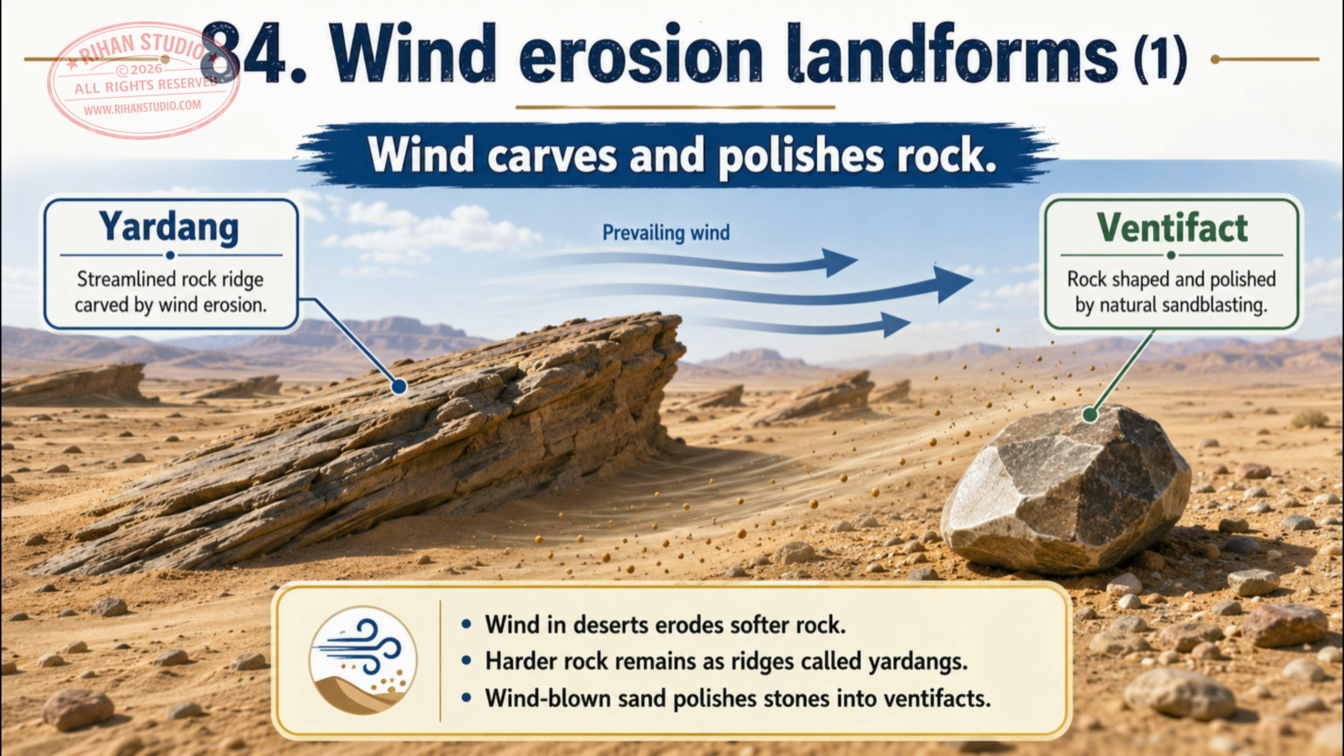A yardang is a streamlined ridge of rock carved when wind, armed with sand, wears away the softer rock and leaves the harder rock standing in long ridges. Figure 2.21. A ventifact is a stone that has been smoothed, polished, and shaped by the natural sandblasting action of wind-blown sand.